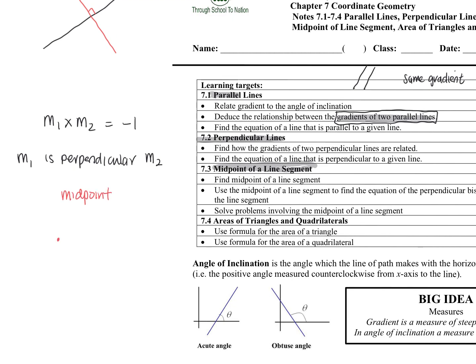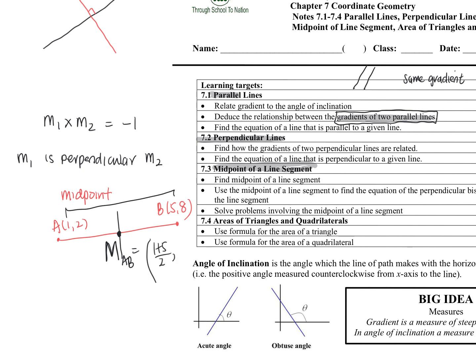So let's say this is A, which is (1, 2), and I have another point, let's say (5, 8). If I want to find the midpoint, we use capital letter M for midpoint. You add up the two x coordinates, divide by 2. You add up the two y coordinates, divide by 2. So this is the midpoint of the two points. So in 7.3, we learn how to find the midpoint.